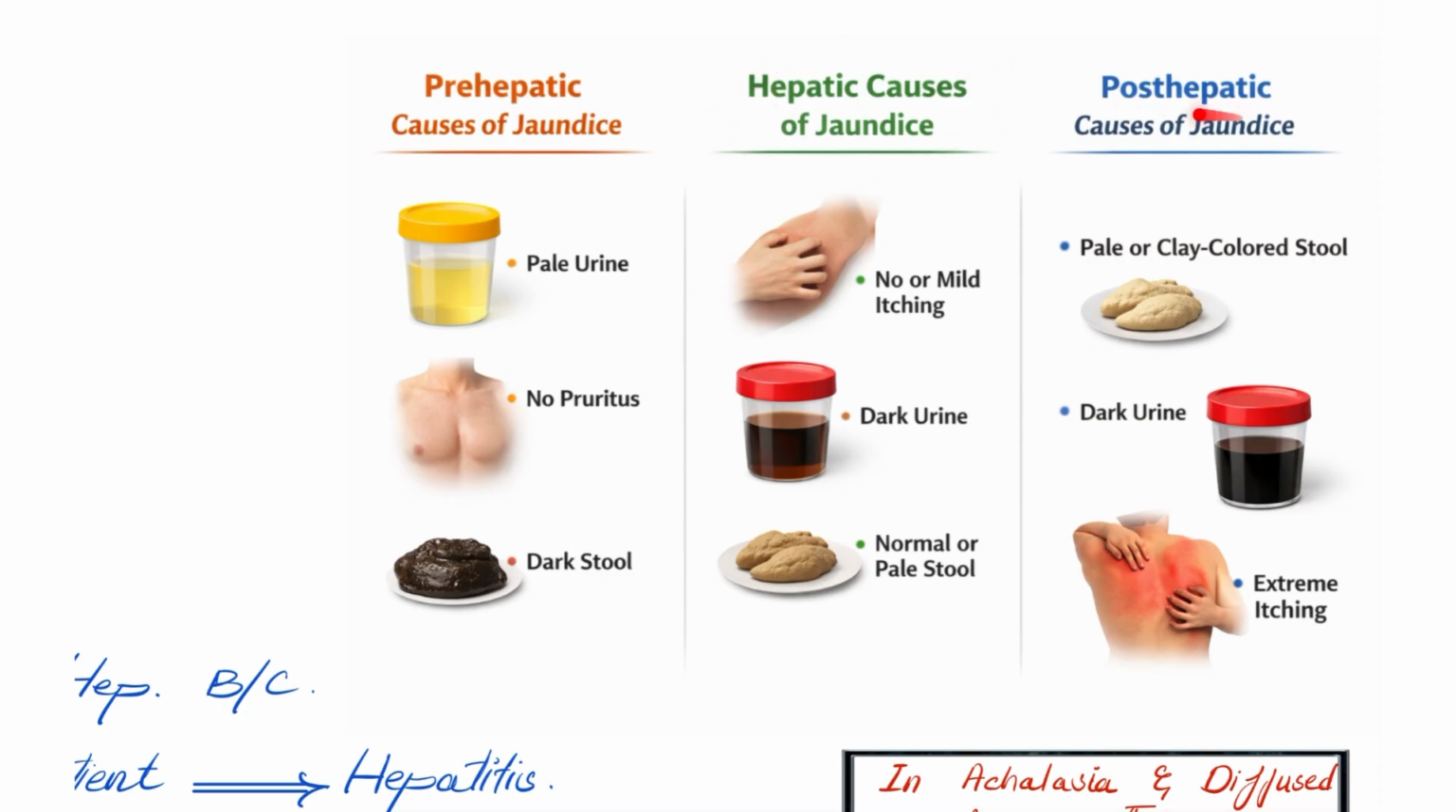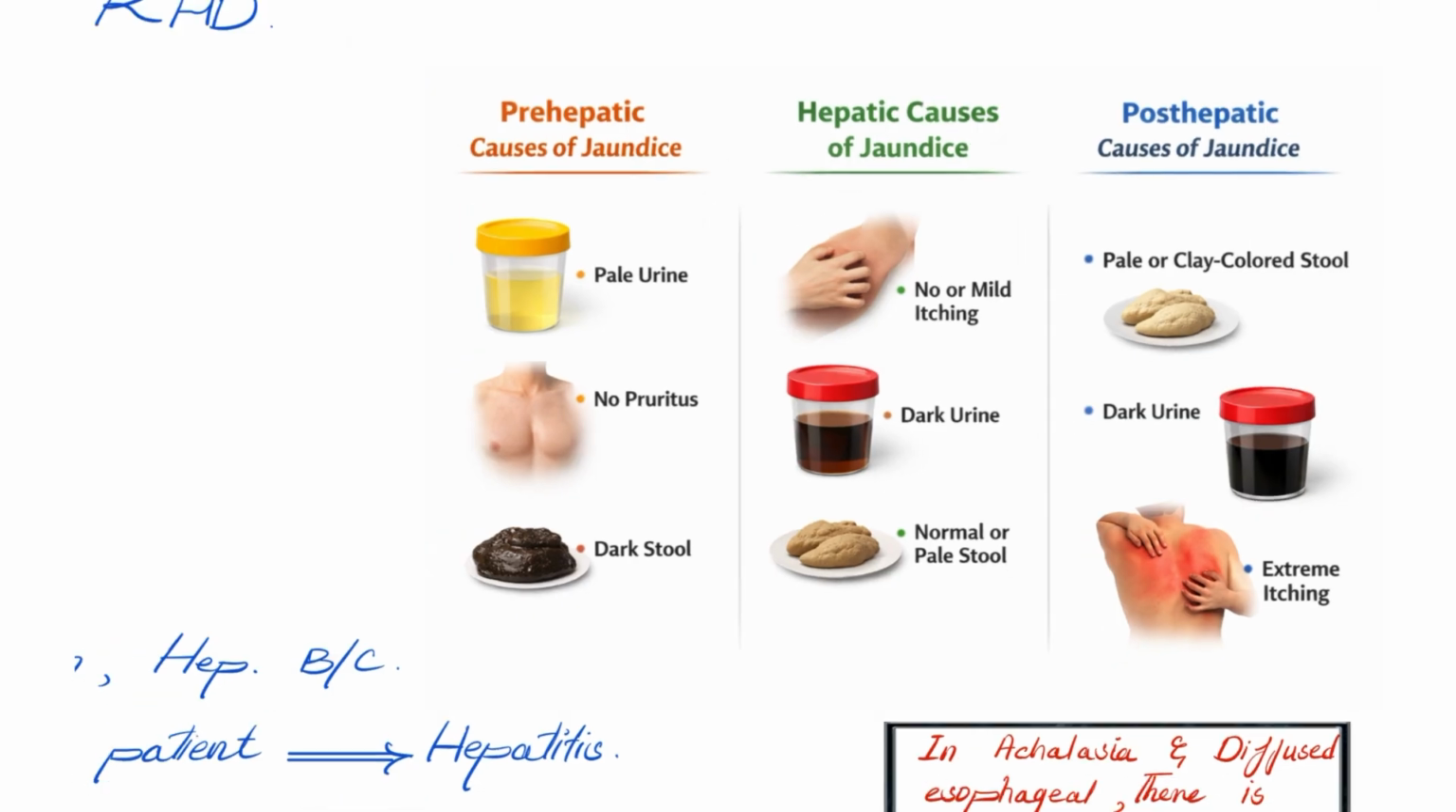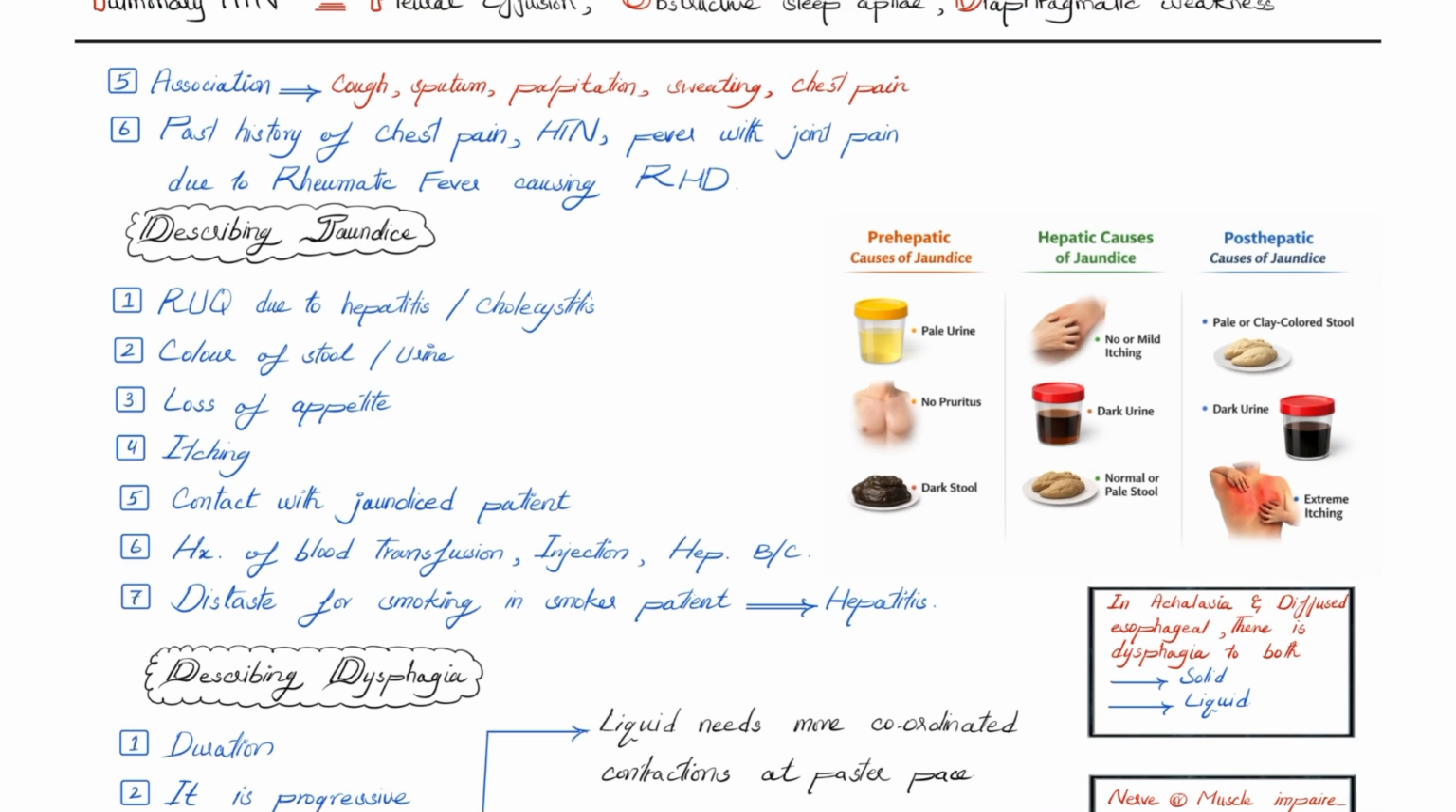But if the patient has pale or clay colored stool with dark urine and extreme itching, then it can be because of a post-hepatic cause of jaundice. Now, itching occurs because bile salts leak into the bloodstream, dark urine is because of conjugated bilirubin, and pale colored stool occurs when no bile enters the intestine.